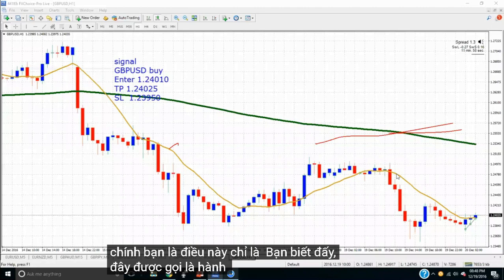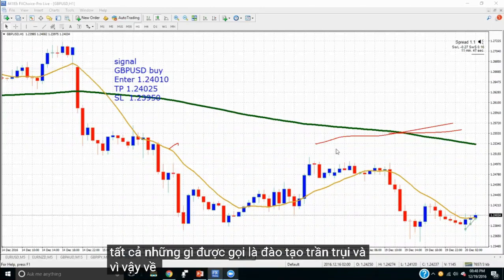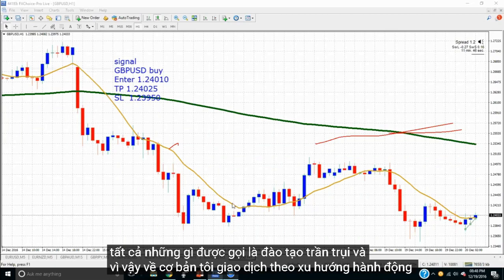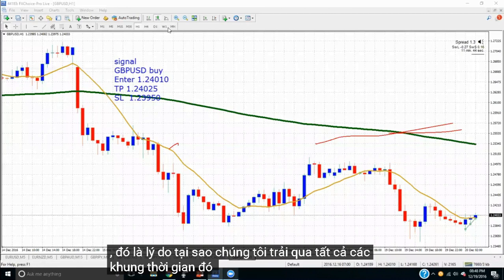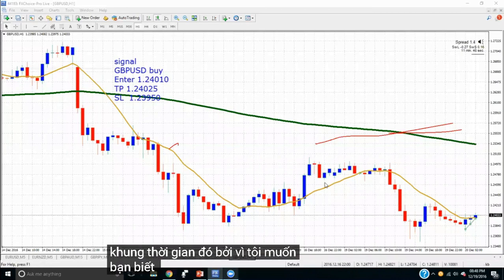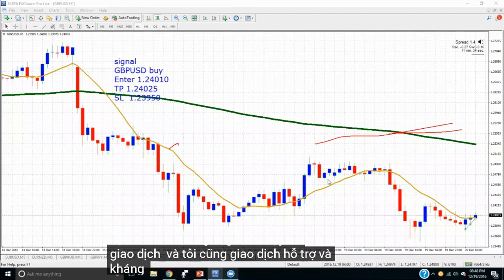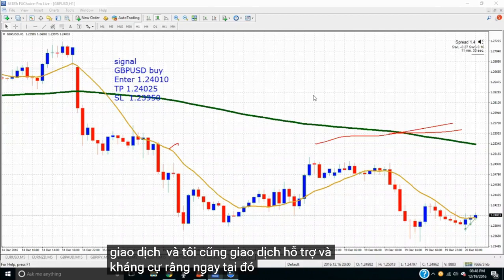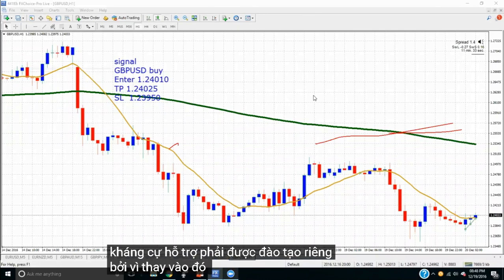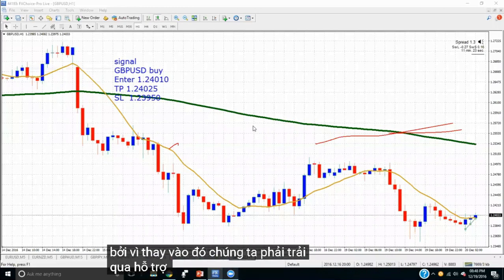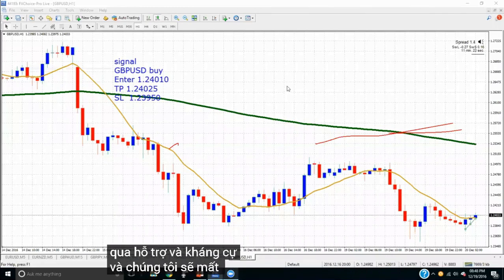This is called price action. This is all part of what's called naked trading. And so basically I trade price action, trend. That's why we went through all of those time frames up there, because I wanted to know what the trend was. And I also trade support and resistance. That right there, support and resistance, has to be its own training, because we have to go through and set support and resistance, and it takes us a minute.